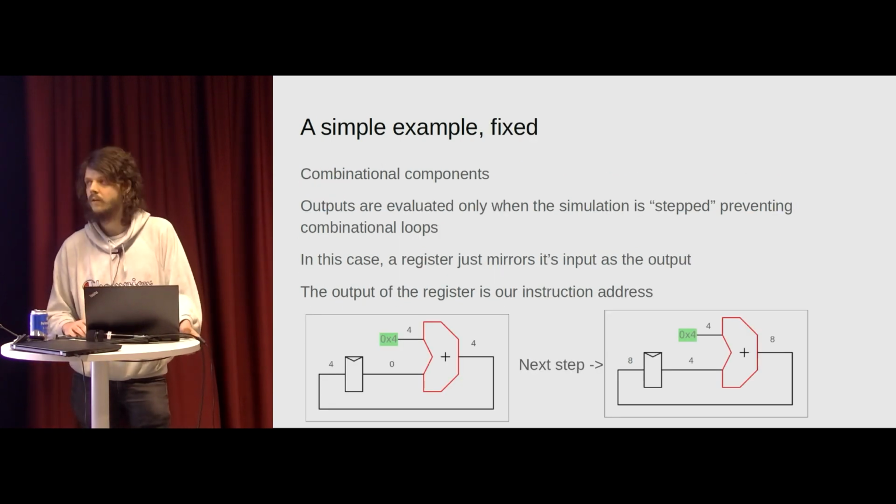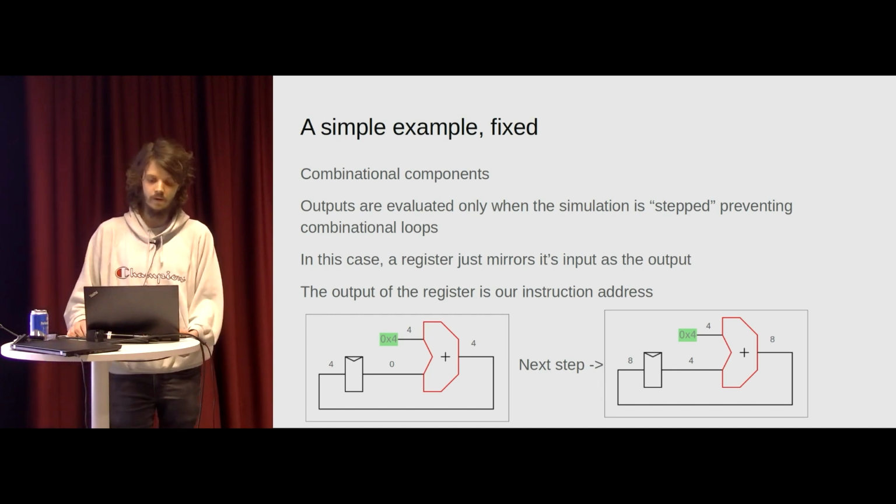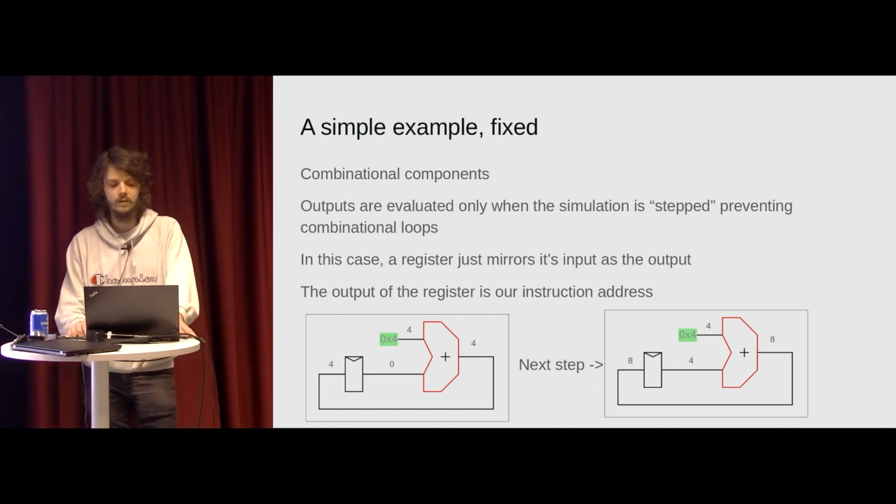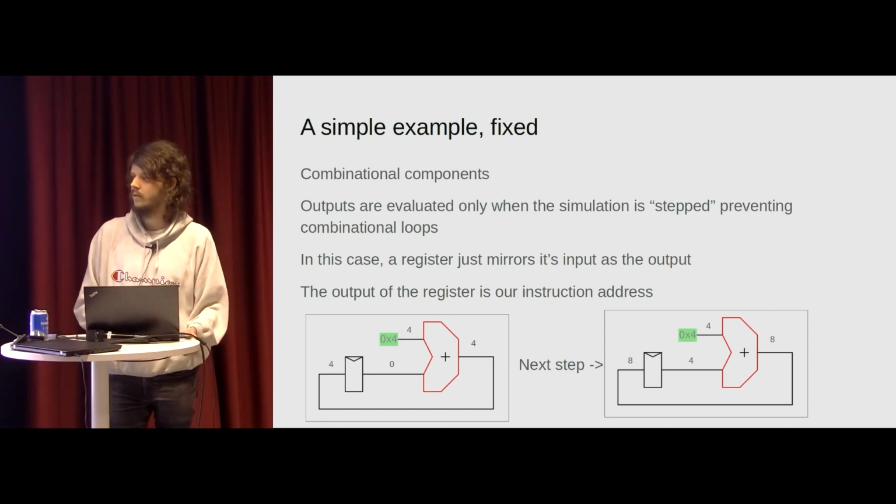An important distinction to make is the difference between combinational and sequential components. You can see the combinational component as always being evaluated, like our adder, while a sequential component is only evaluated when the simulation is stepped, so we prevent these combinational loops. In this case, we can put the sequential register on the bottom input, which just mirrors the input as the output whenever the simulation is stepped. So here the output of the register is our instruction address, and you can sort of see how the circuit works in the bottom pictures.